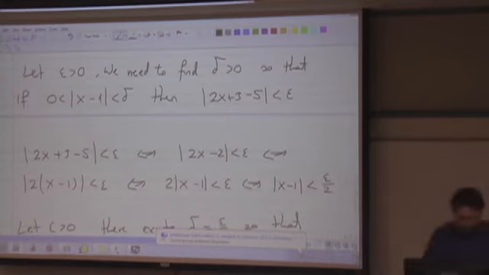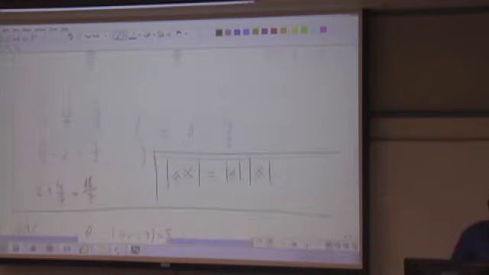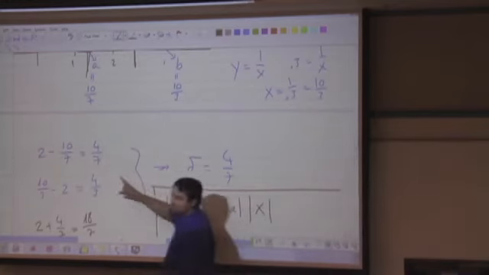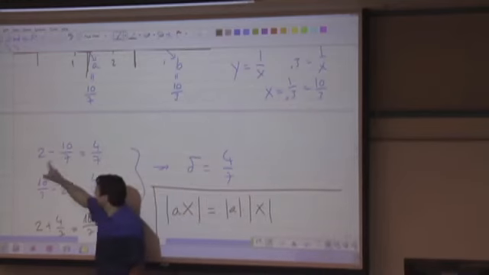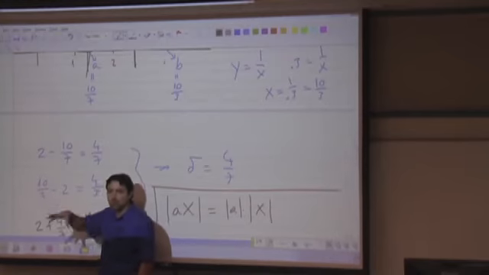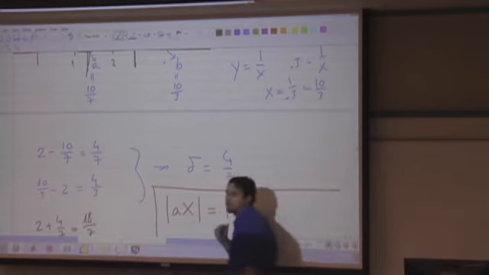Because remember what we did for 23. For 23, we said delta is going to be 4 sevenths. But how did I come up with 4 sevenths? Well, I looked at 2 minus that, and I looked at the distance between 2 and these 2 points. Well, how did these 2 points actually come about? I put an epsilon in for my function, right? That's basically the idea. That's where the connection comes into play.